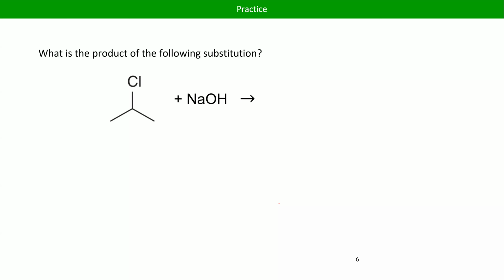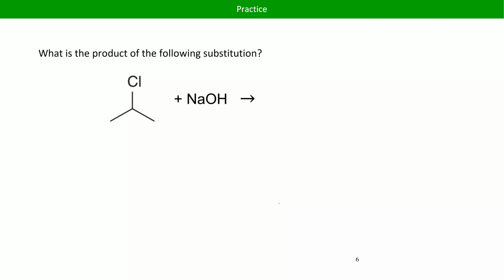All right, so first steps first, let's just practice drawing what the product of the substitution would be. So we have our alkyl halide. What's our nucleophile going to be in this case? The chlorine? Chlorine's already attached to our carbon. So the nucleophile is going to replace the halogen. Halide, technically.